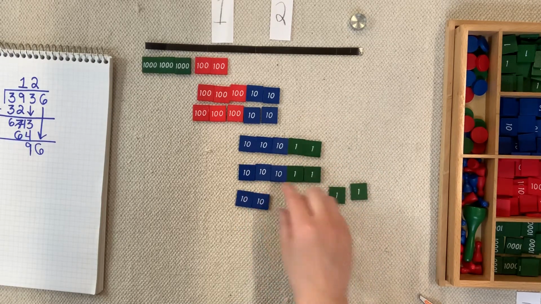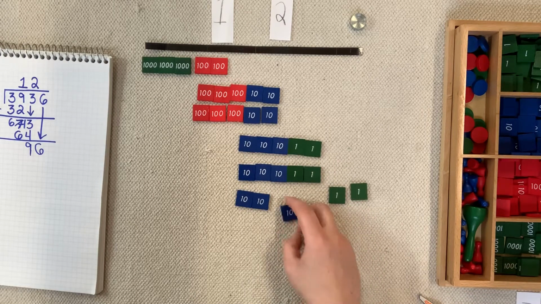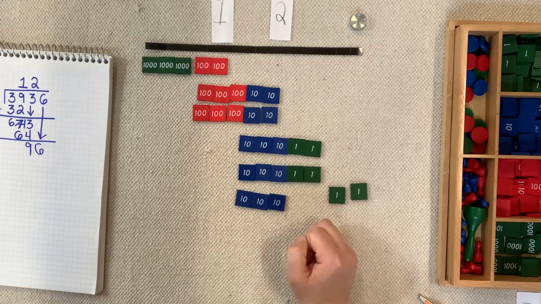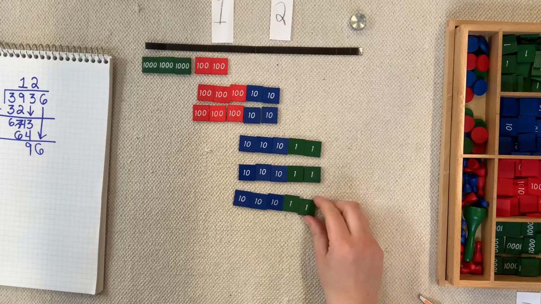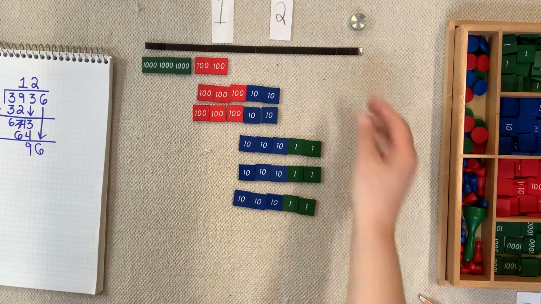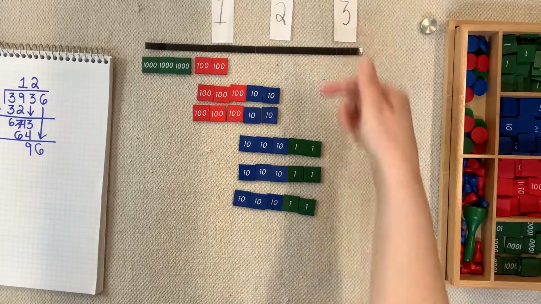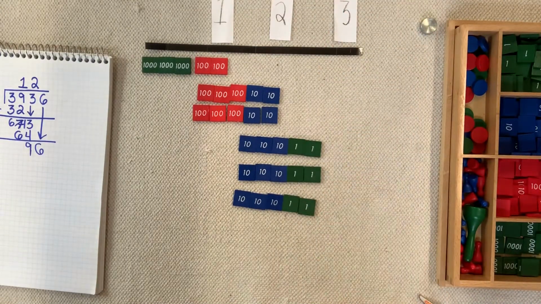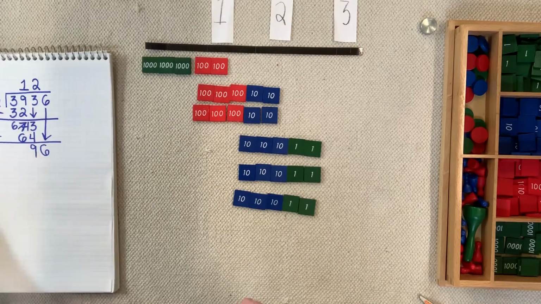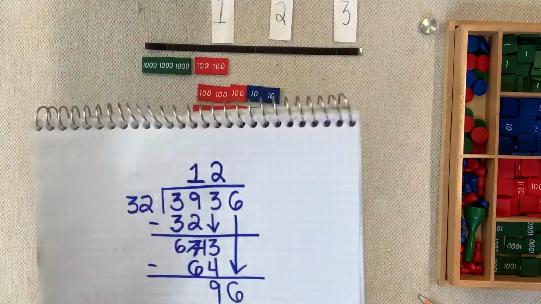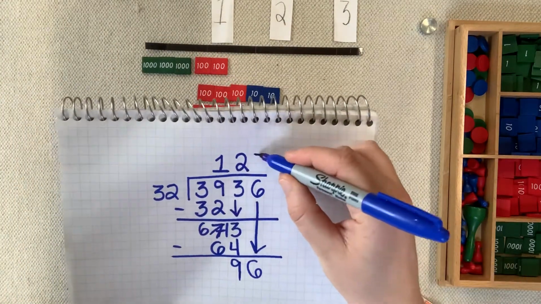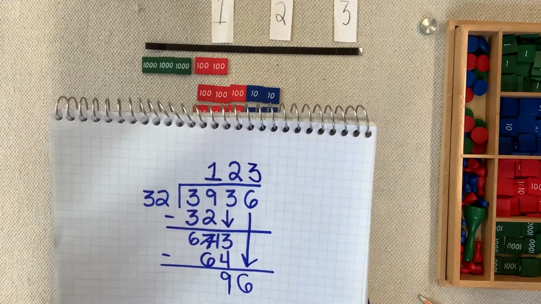10, 20, 30. Can you guys still see? Good. 31, 32. And we have no remainder. So how many groups was I able to make? Yep, 1, 2, 3. I was able to make 3 groups out of my units. So I'm going to put a 3 above my units right here, okay?